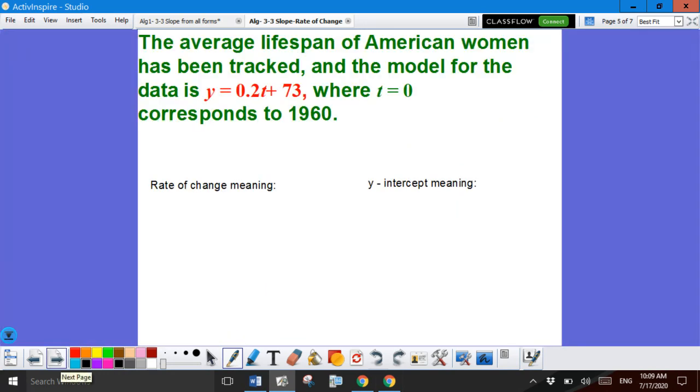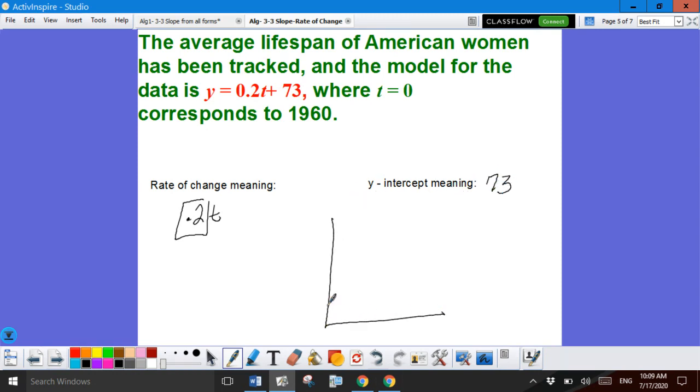All right, let's take a look at these two and let's try to get some context here. So the average lifespan of American women has been tracked, and the model for the data is y equals 0.2t plus 73, where t equals 0 and corresponds to 1960. Okay, so we need to figure out exactly what is going on. So the 0.2, this is my slope. And the y-intercept is 73.